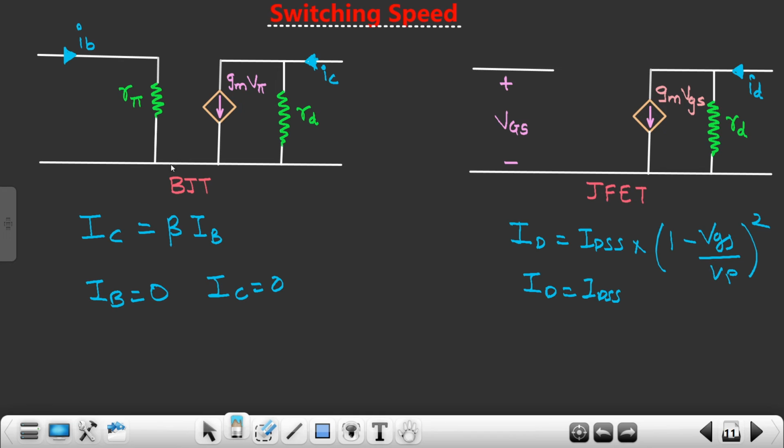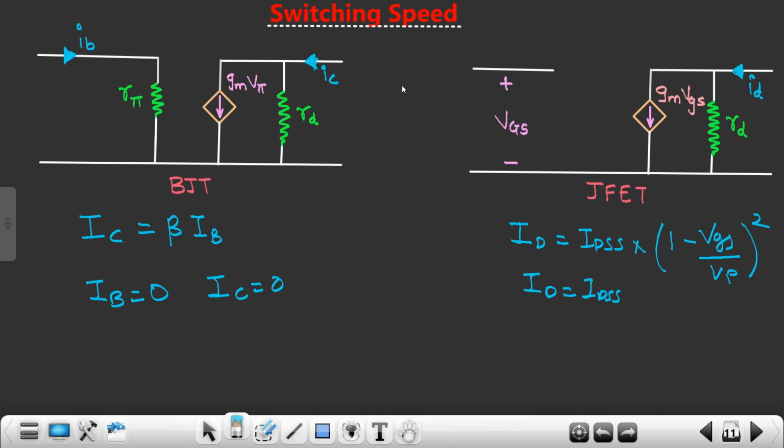But in case of BJT, if I change IB, this particular IB will move in this particular direction, and if IB is getting changed or generated, then it will make a certain change in IC. I hope you are getting this particular point. So over here as well the change is occurring, but the change is very slow.